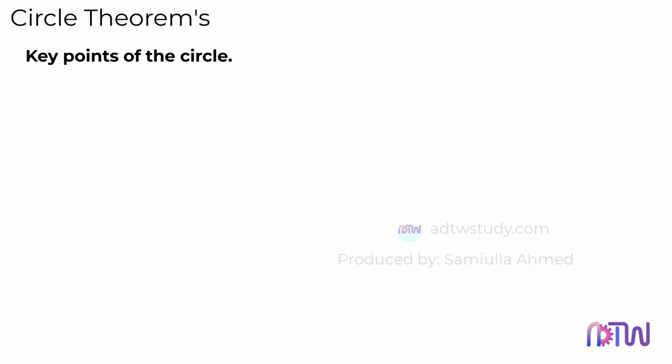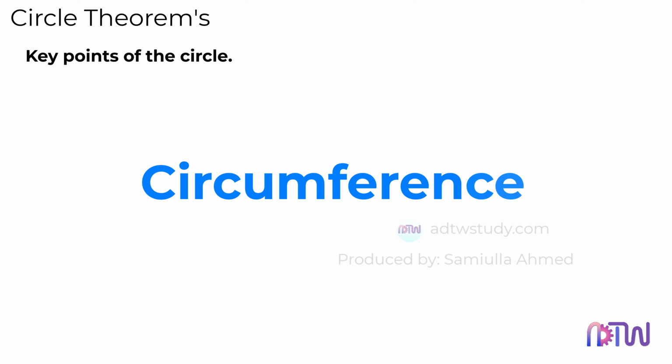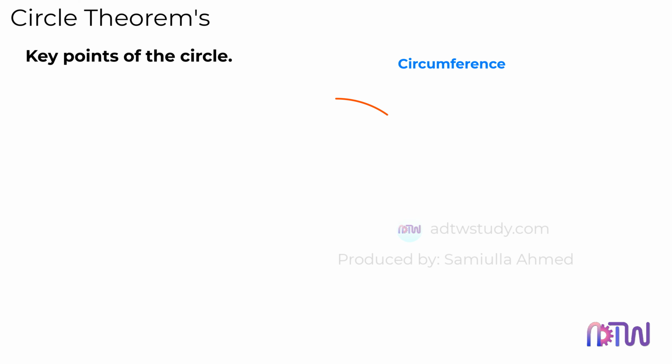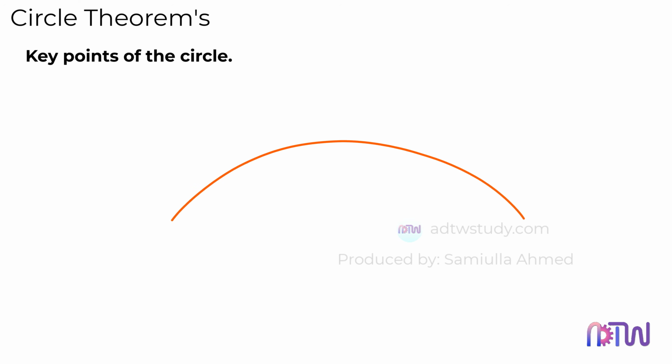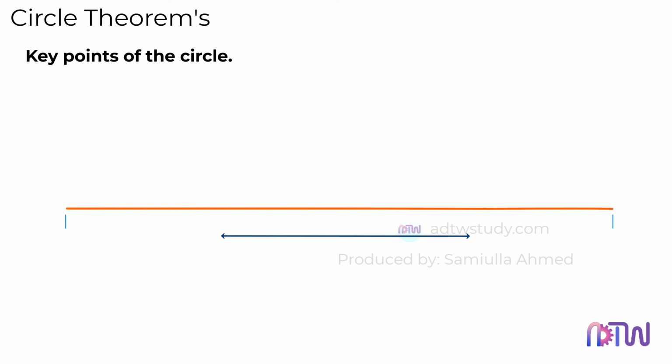The first term we need to understand is circumference. Circumference is the distance around the edge of a circle. For example, if we were to unwind the circle into a straight line, the length of that line would be the circumference of the circle.